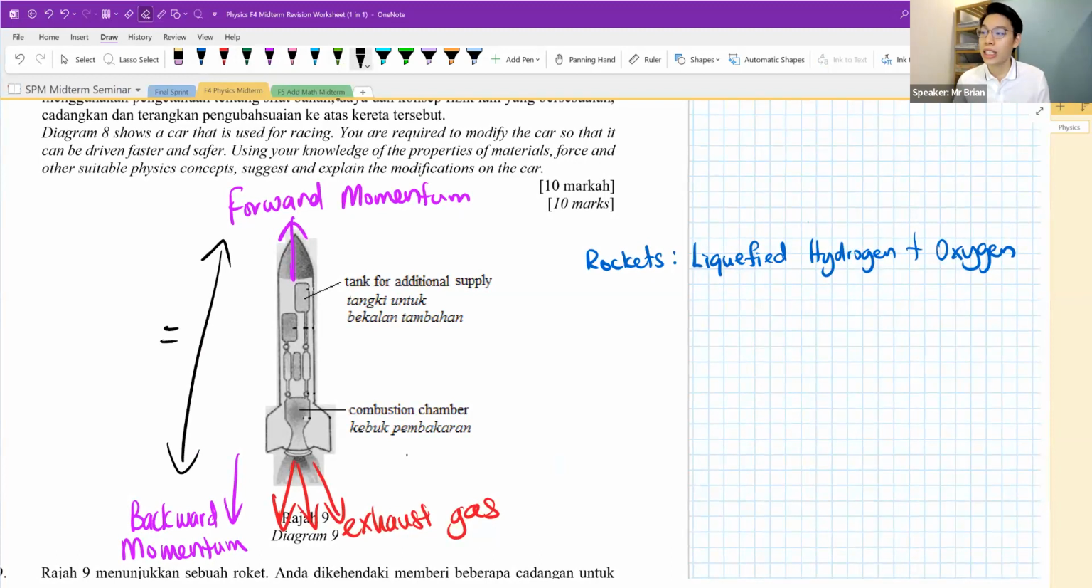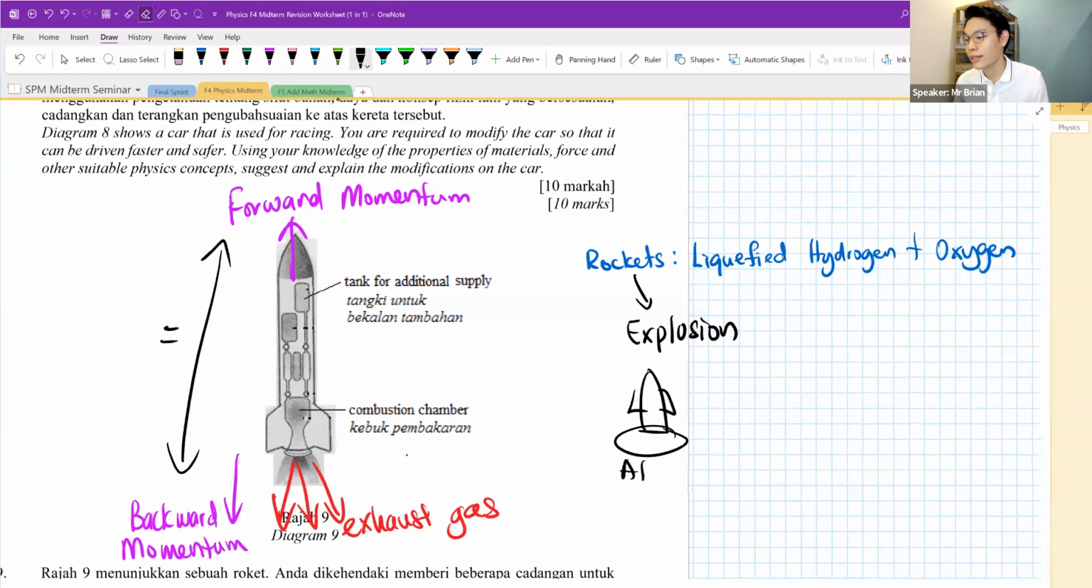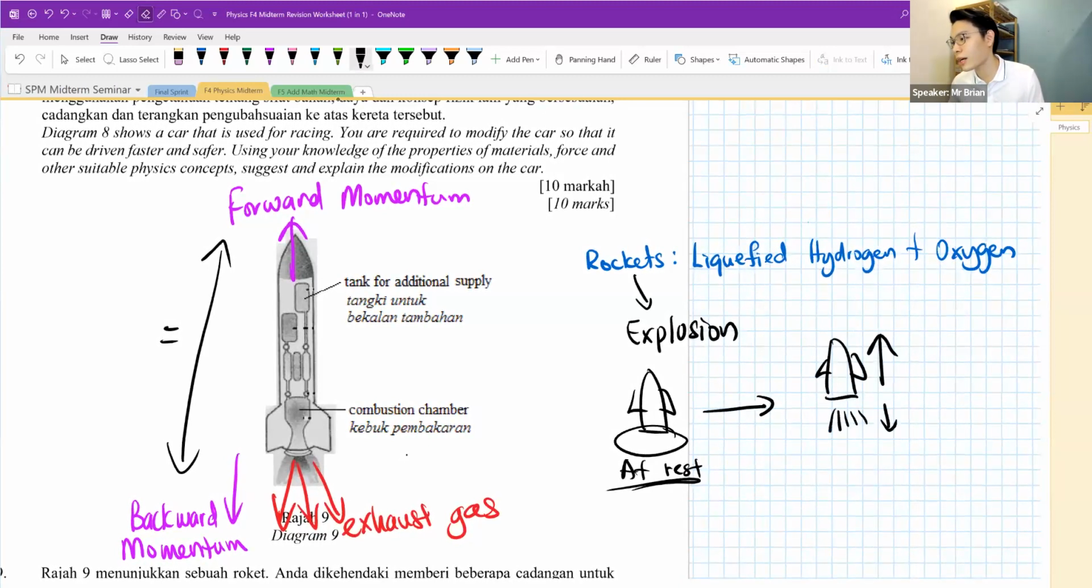And it's for this reason. This is actually an example of an explosion. Because at the start, the rocket is just at rest. For it to be an explosion, it must be resting first. And then after that, your rocket will start to fly upwards. Meanwhile, your exhaust gas will fly downwards.